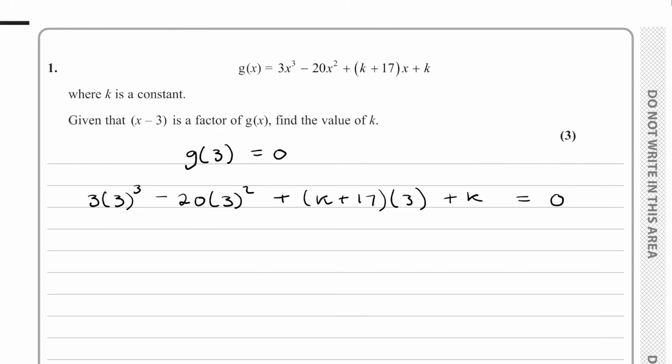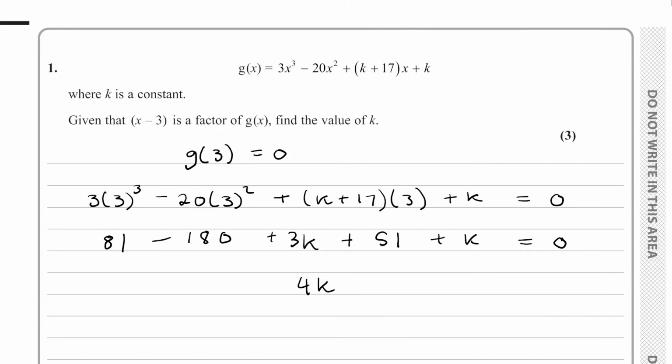and solving for k. So 3 times 3 cubed, 3 to the power of 4, is 81. 3 squared is 9, so negative 20 times 9 is negative 180. 3k's are 3k. 3 17's are 51. Plus another k equals 0. Collect the like terms. 3k and 1k is 4k. We've got 81 and 51.